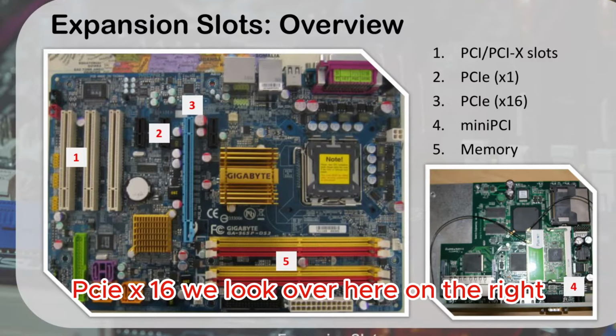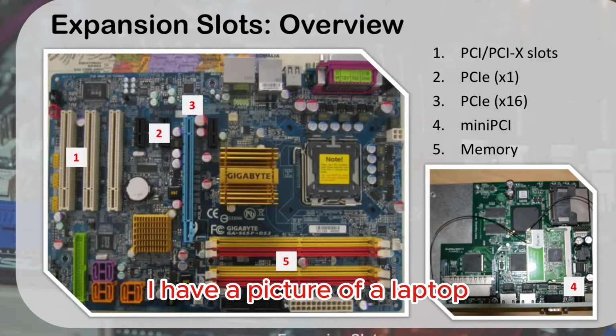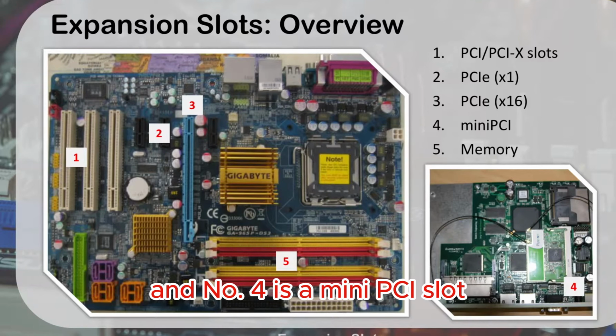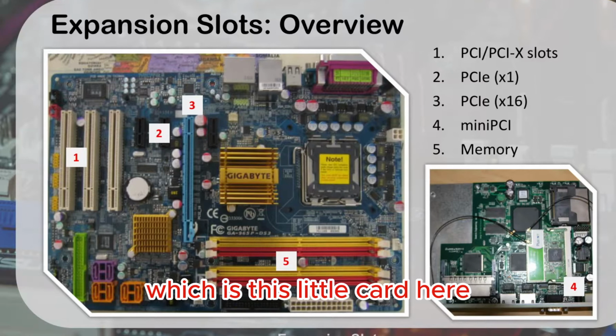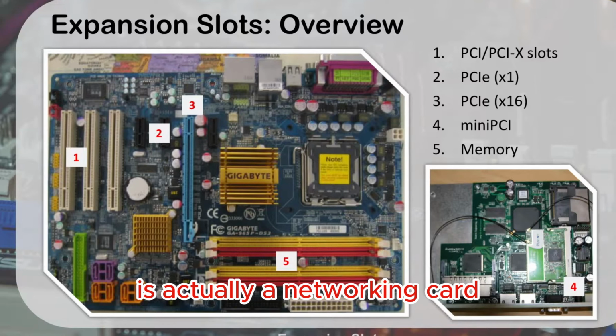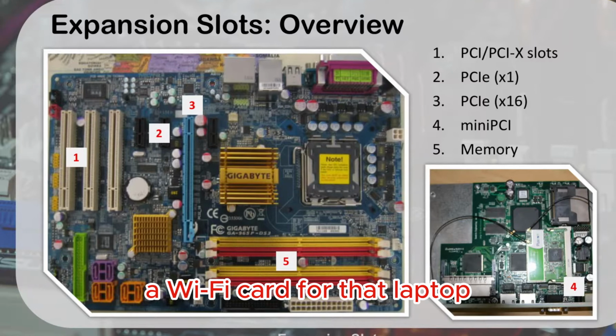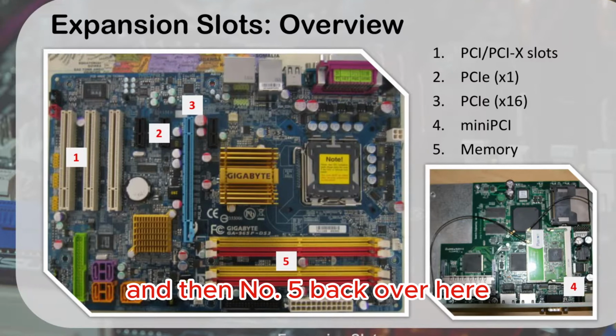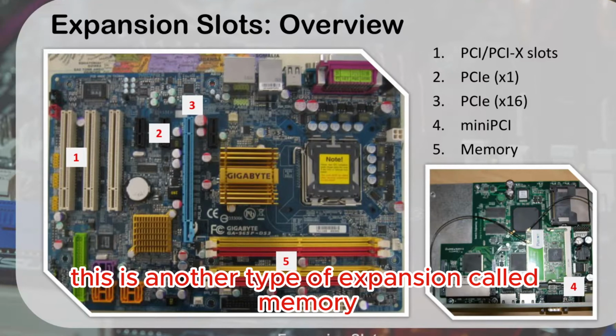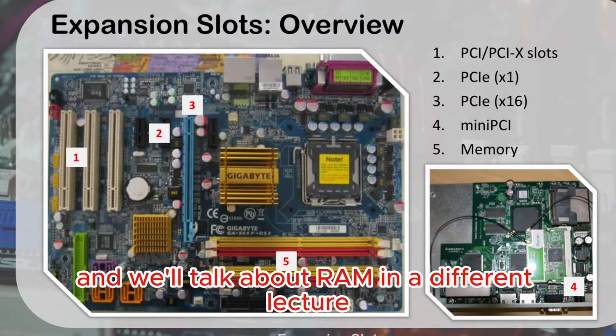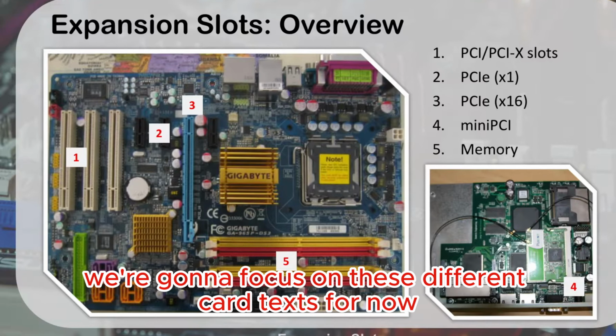If we look over here on the right, I have a picture of a laptop. And number 4 is a mini PCI slot, which is this little card here, actually a networking card, a Wi-Fi card for that laptop. And then number 5, back over here, is another type of expansion called memory. We'll talk about RAM in a different lecture. We're going to focus on these different card types for now.